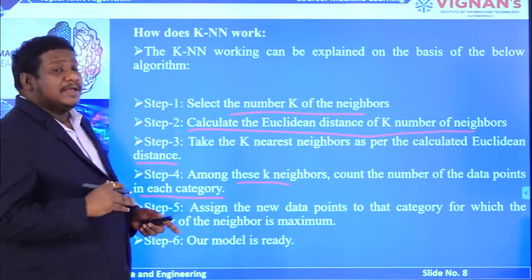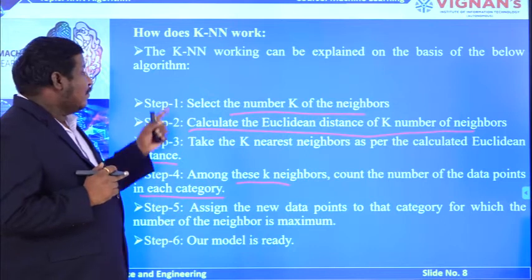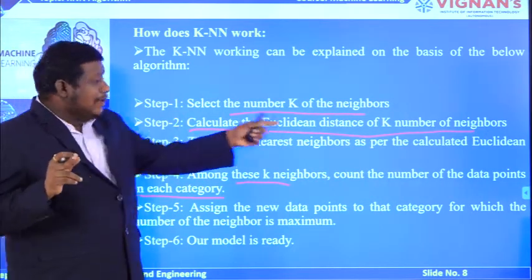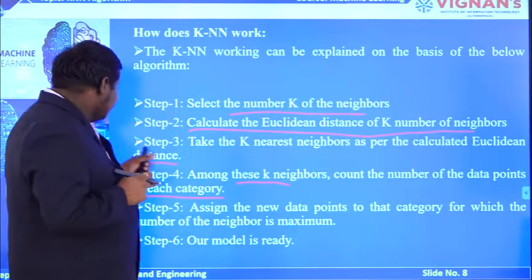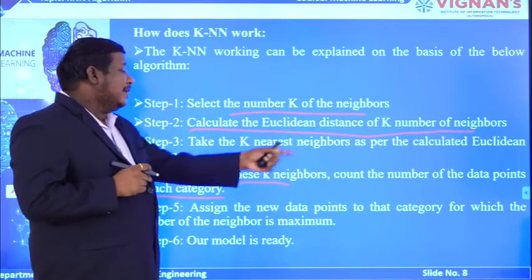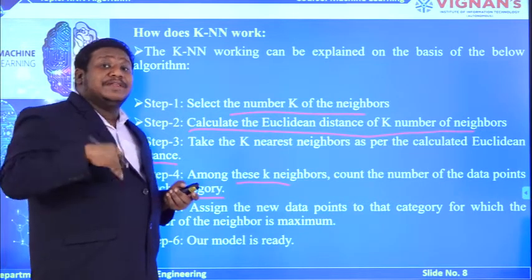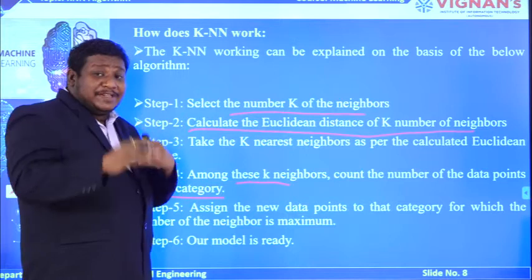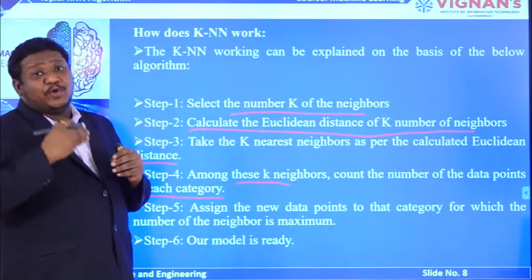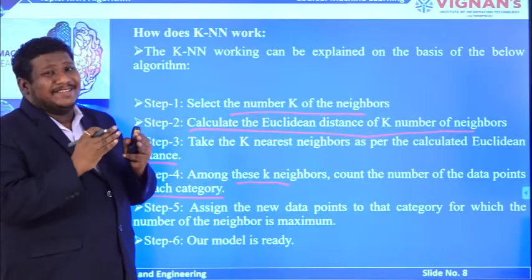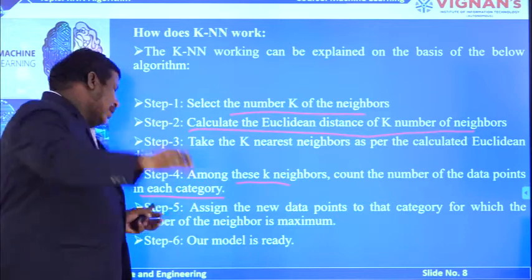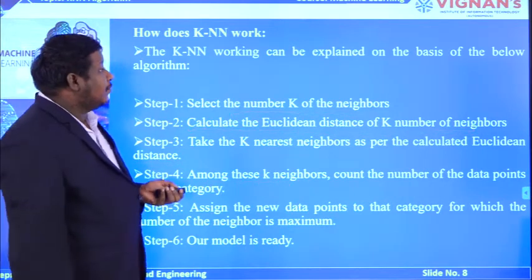So this is how the KNN algorithm is going to work. First we identify the k number, that is the number of neighbors. Then we calculate the Euclidean distance with those k neighbors. Then take the nearest neighbors by Euclidean distance. Then we find the k neighbors and count the number of neighbors in each group. Based on that count, we assign this new data point to the category which has more neighbors. That is the logic we will follow here.